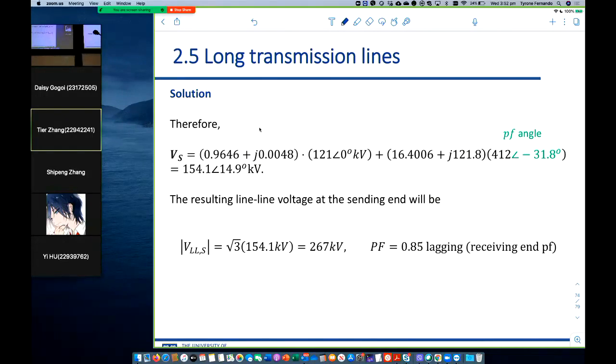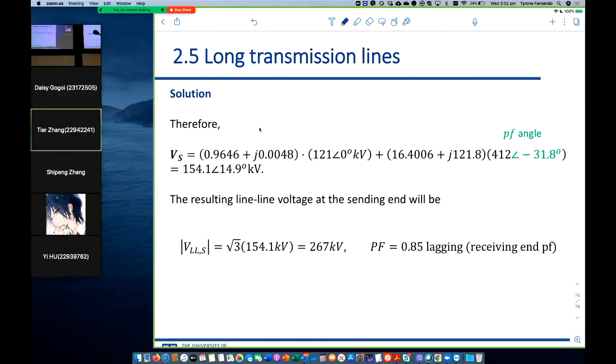Receiving end voltage was how much? Receiving end voltage was 121 angle 0. So obviously the sending end voltage has to be bigger than the receiving end voltage because there's some voltage drop in the line, right?